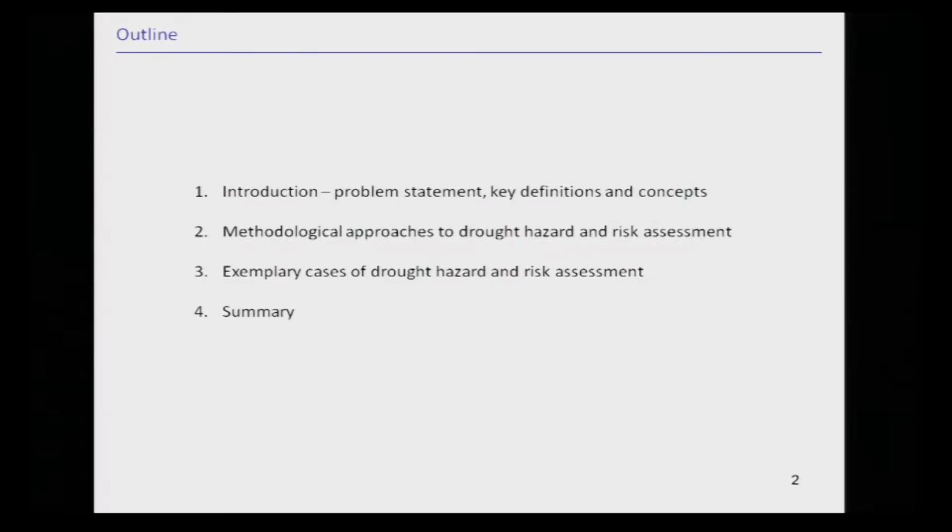So, the outline of this talk, we will start with a short introduction to the problem of the drought, why it is important to study droughts. We are going to look at the key definitions of the droughts as well as concept. Then we will move to the methodological approaches towards drought hazard and risk assessment, and I will provide you with a very brief overview how we can do drought risk and hazard assessments. And finally, I'm going to showcase the drought hazard and risk assessment with different examples from global as well as regional scales. And finally, I will summarize this presentation with a summary and outlook.